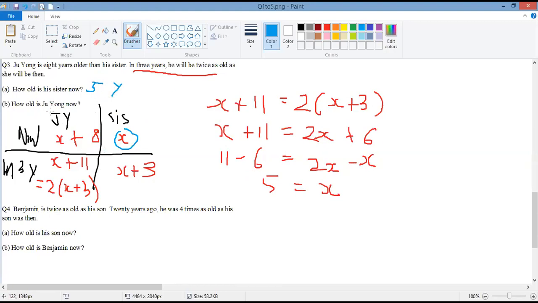How old is Juyong now? So the age of Juyong is X plus 8. So your X is 5, then plus 8. So the age of Juyong will become 13 years. So this one, the blue color one, is your final answer.